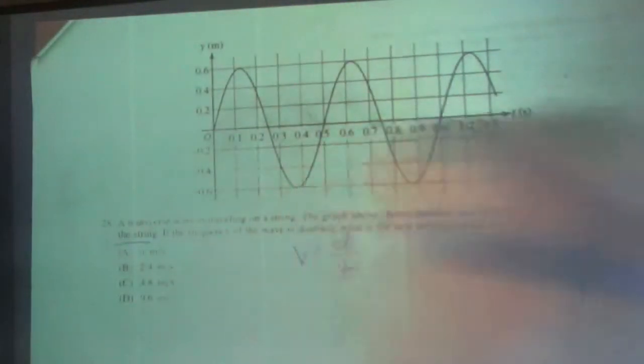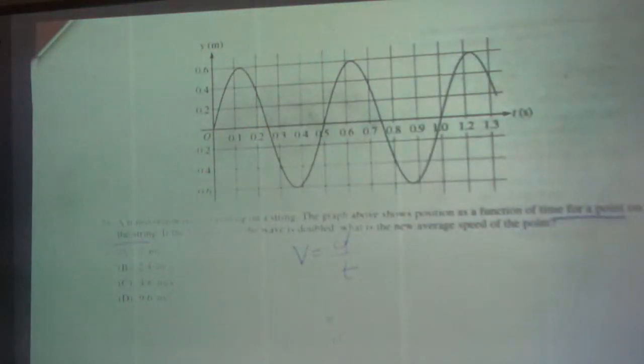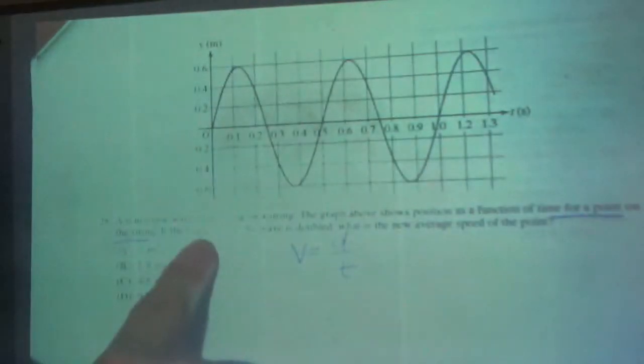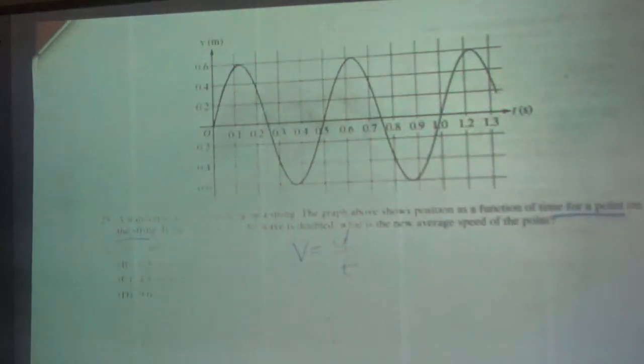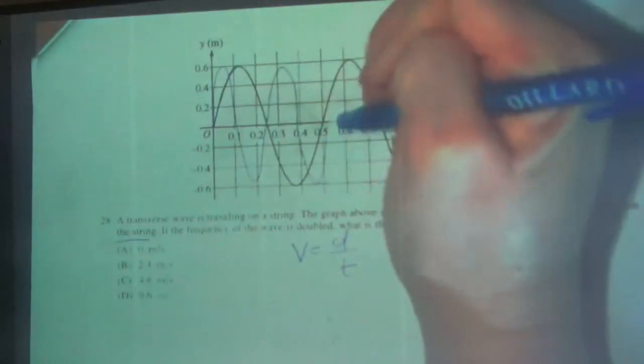So the average speed of the point is just going to be distance over time. We're not talking about the speed of the wave. That is different. This is the speed of a specific point, so some distance and some time. Right now, we can't just say, oh, this many meters in this much time, because the frequency is going to be doubled. So this isn't the correct time. If I double the frequency, instead of having just one wave here, now I would have two. So it looks something like this.